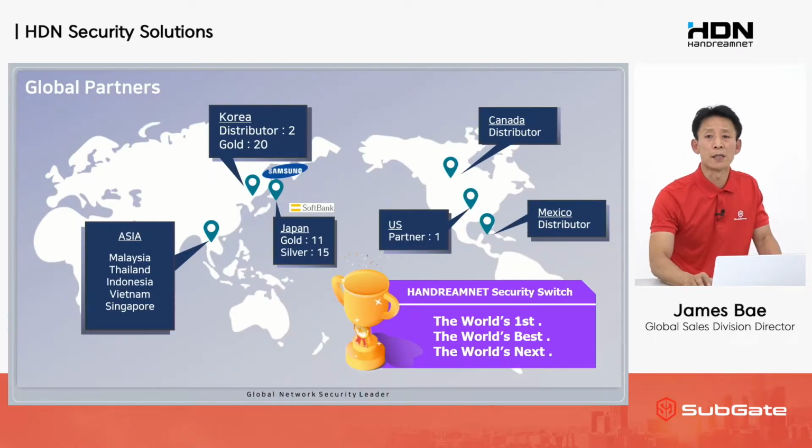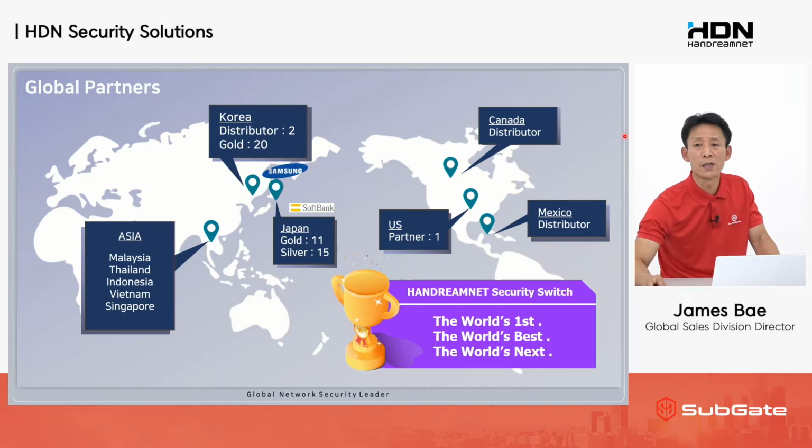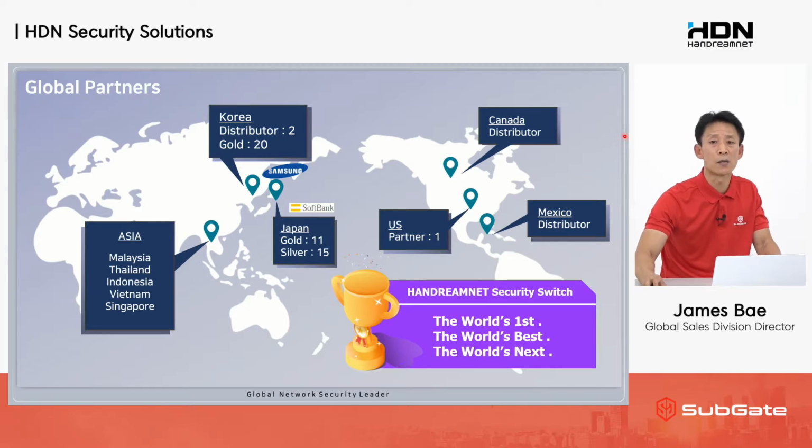HDN global market status. We were born in Korea. We have 2 distributors and more than 20 gold channel partners. As you've seen, HDN has been doing business in more than 10 different countries. What does this mean? The HDN security solution is the world's first and world's best. In addition, the HDN solution is proven by other countries and other clients. So you do not need to be concerned about the product quality at all.